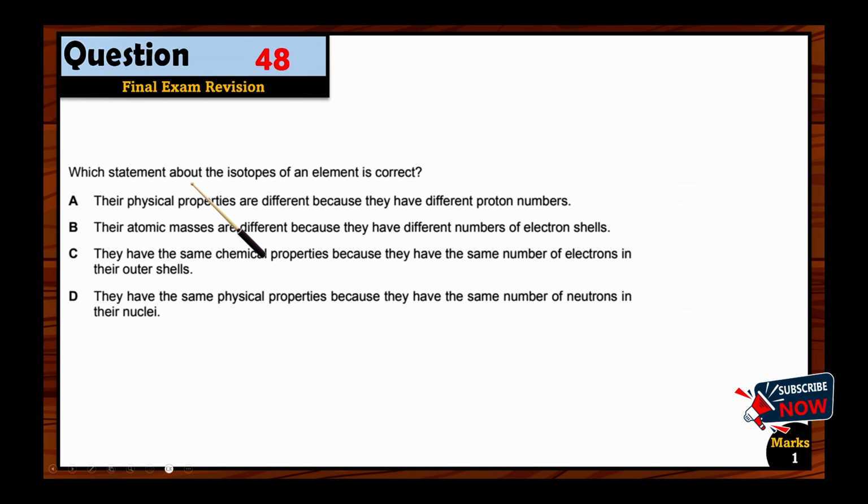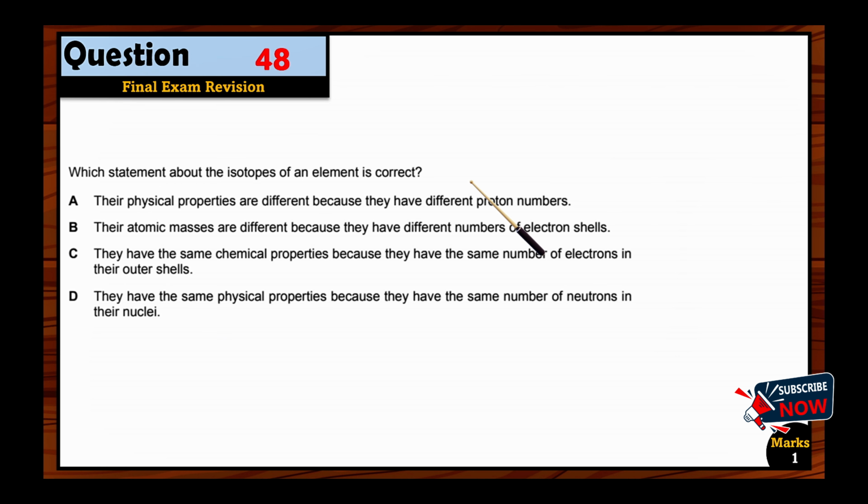Question 48. Which statement about the isotopes of an element is correct? Let's see which options are correct. Their physical properties are different because they have different proton numbers. Yes, the isotopes have different physical properties, but it's not because they have different proton numbers. They have the same proton numbers, only the neutron number is different. The mass number is different because of the neutron number. So because of the mass number, their physical properties are different, right? So option A is wrong.